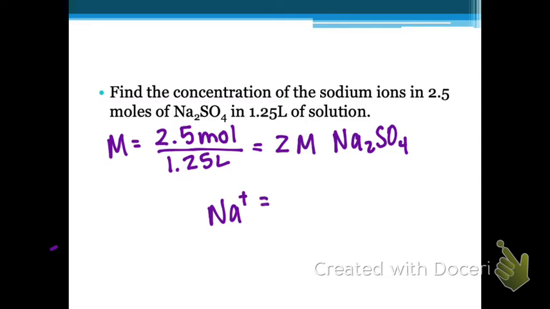2. If my total compound has a 2 molar concentration, what would my concentration of just sodium be? 2. It's going to be twice that much, right? So it's going to be 4 molar, right? Twice the amount, because for every molecule of sodium sulfate, there are 2 sodium atoms, right? So we have a concentration that is twice as much. So this would be 4 molar.